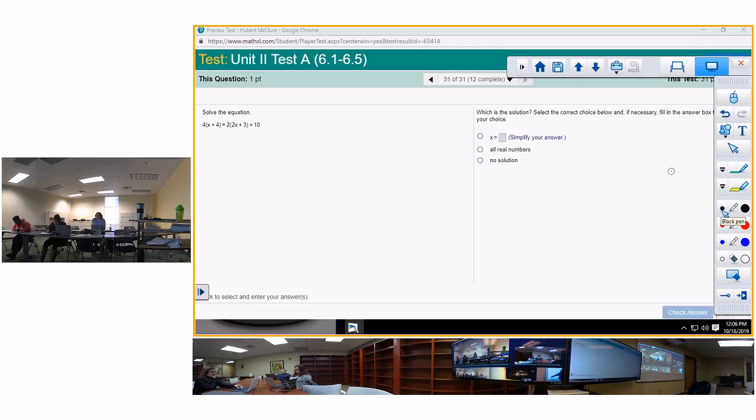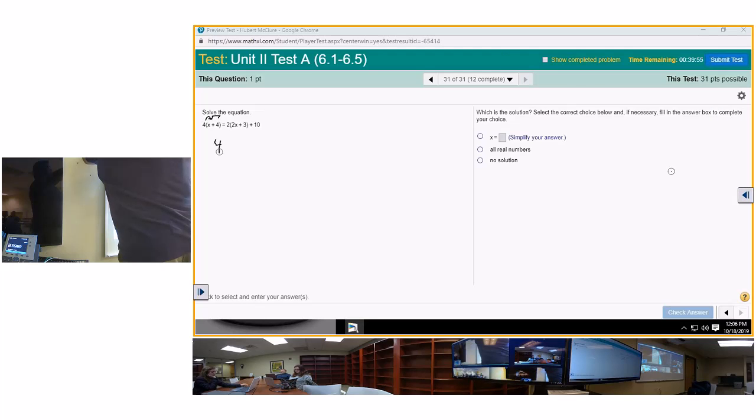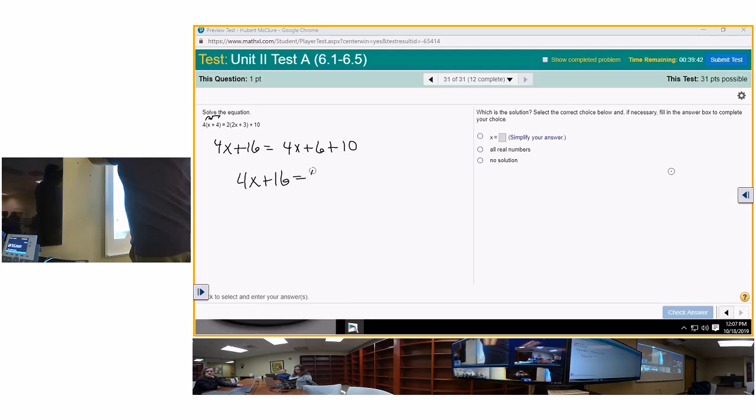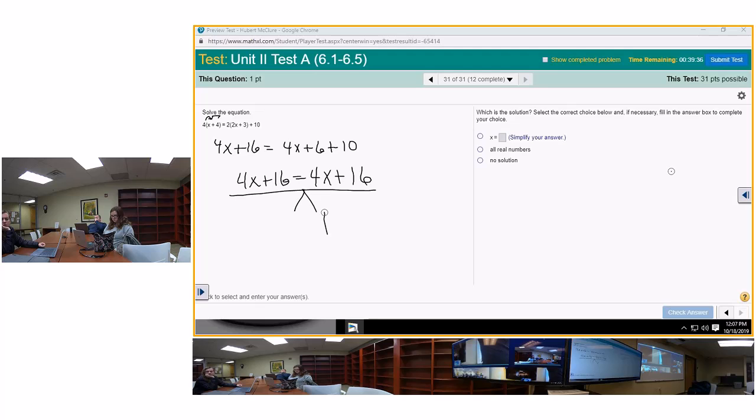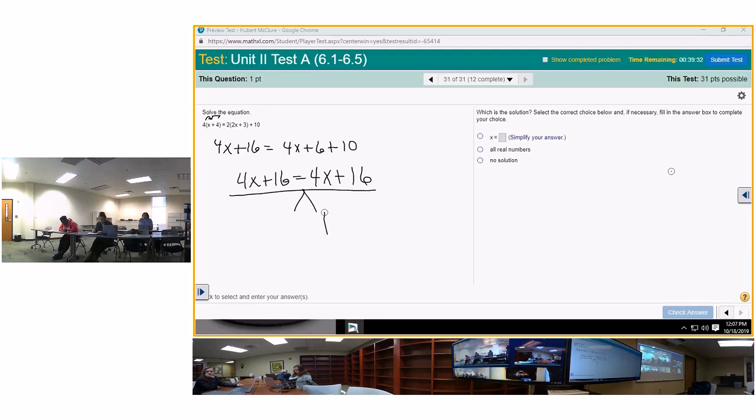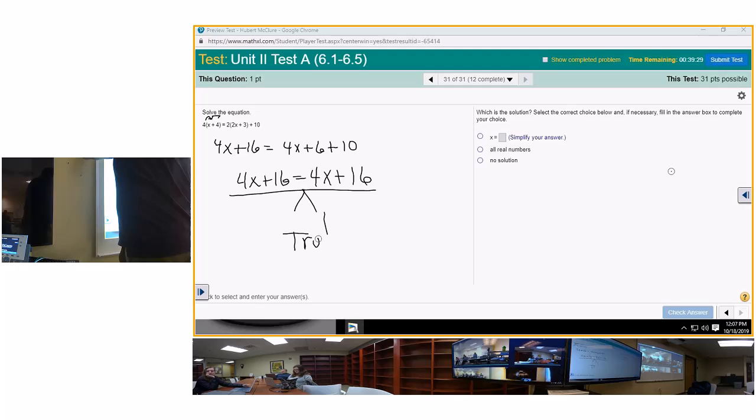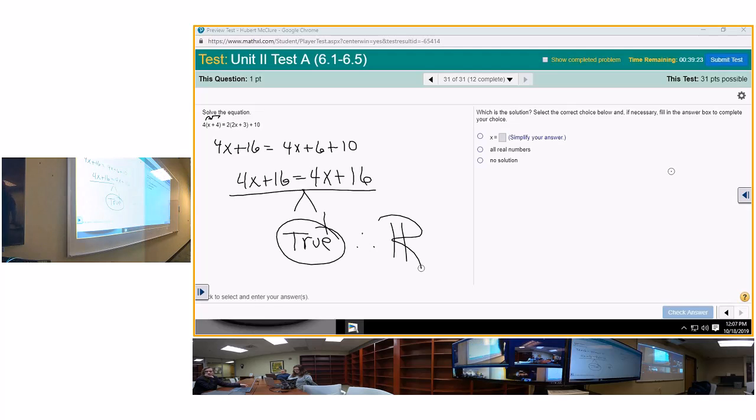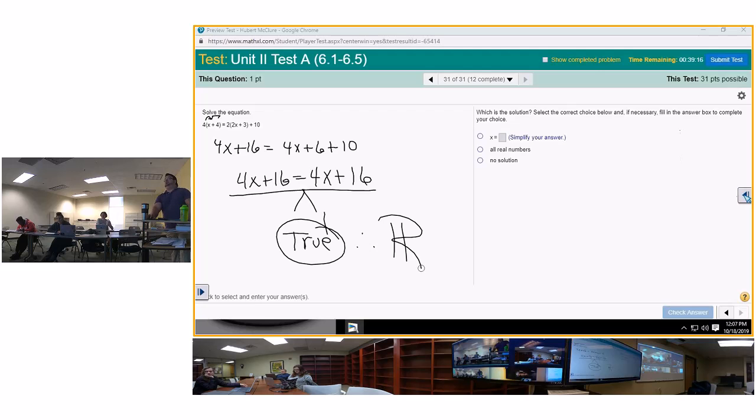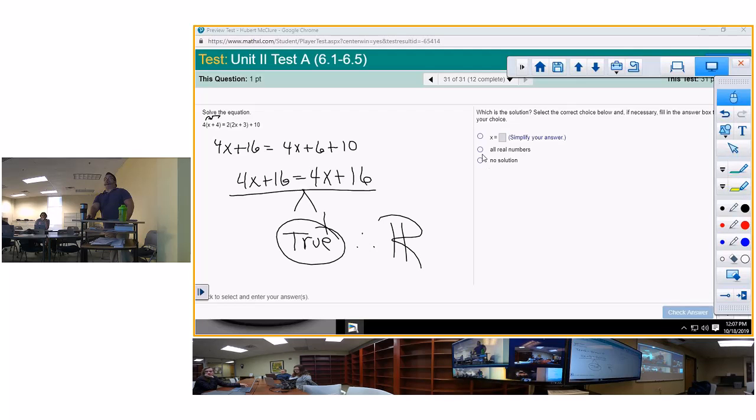Oh my goodness. 4x plus 16 equals 4x plus 6 plus 10. 4x plus 16 equals 4x plus what? And what is this? It's all true statement, Hubert. Yes, this is a true statement. Therefore, all what? All real numbers. It'll still be 0 equals 0. And you feel good about yourself.